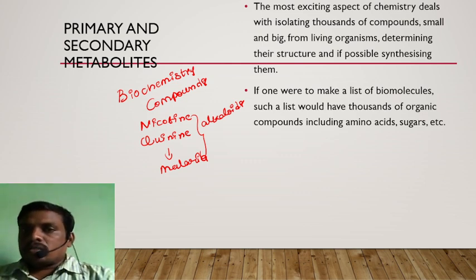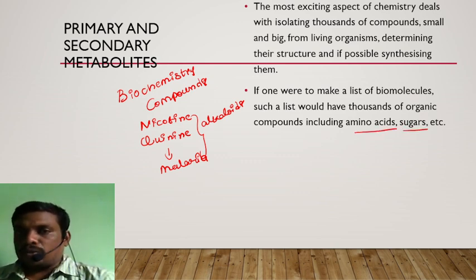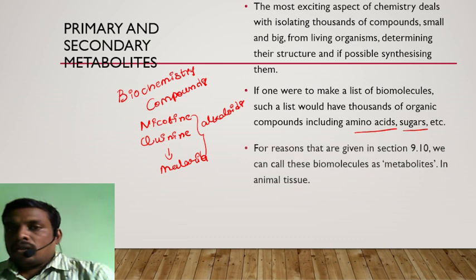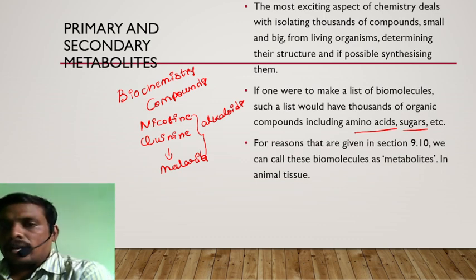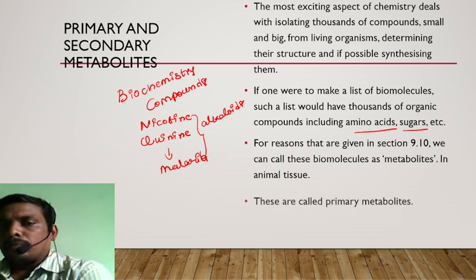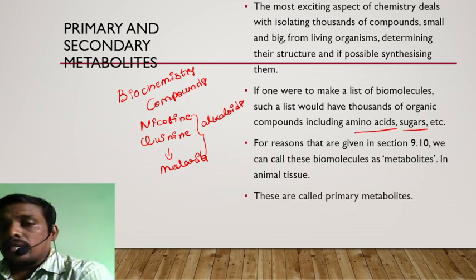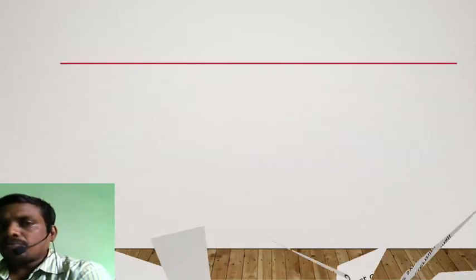Suppose, for example, let us take some of the organic compounds like amino acids and sugars. We can call them biomolecules, or metabolites in animal tissues. These are called primary metabolites: amino acids and sugars.